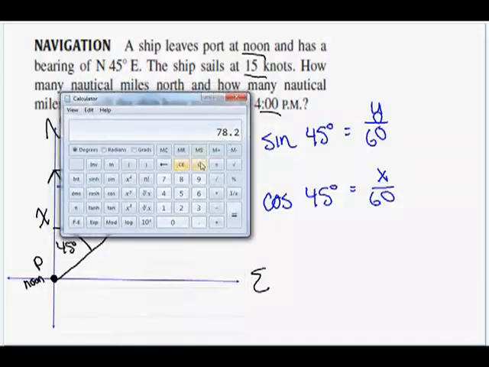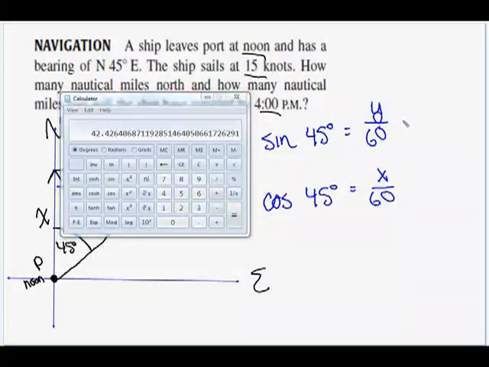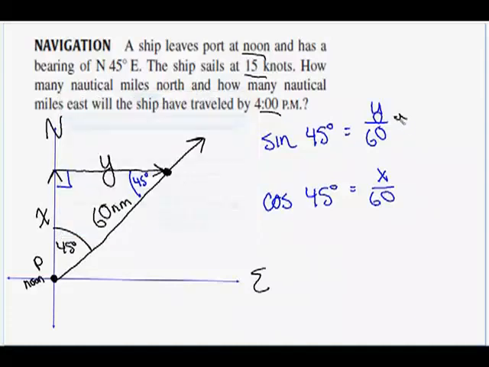So for our first one, we're going to do 45 sine and then multiply by 60. 45 sine times 60. And we get approximately 42.42 nautical miles. And that was our y variable, so that's how far we've actually traveled east. We went 42.42 miles.